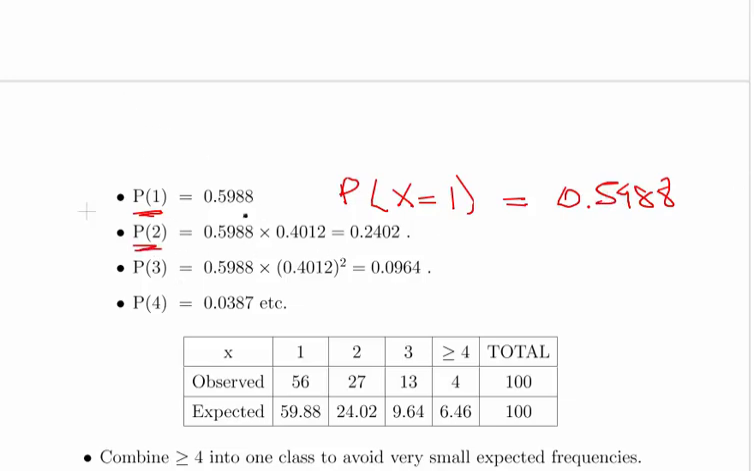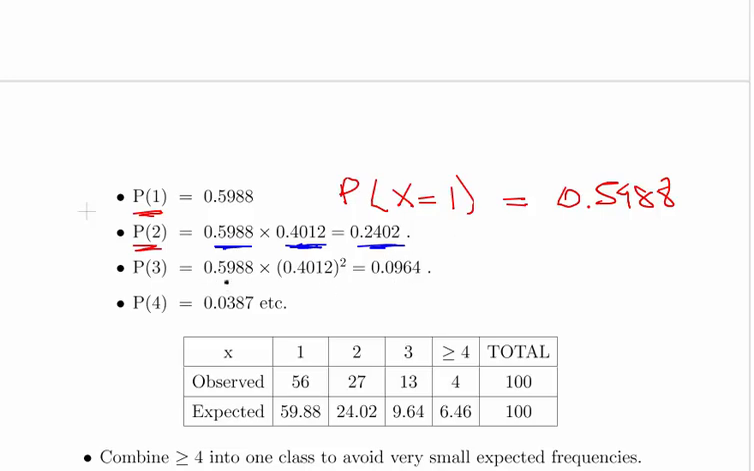P2 is based on the fact that there'll be one failure before the first success. So 0.5988 times 0.4012, and that will give us a probability of 24%, 0.2402, of probability of x equal to 2, that the second attempt is the first success, and so on.